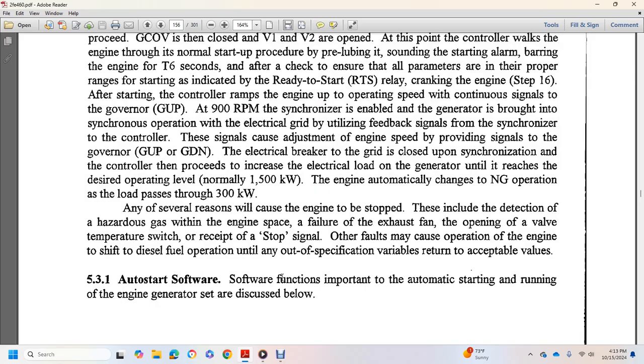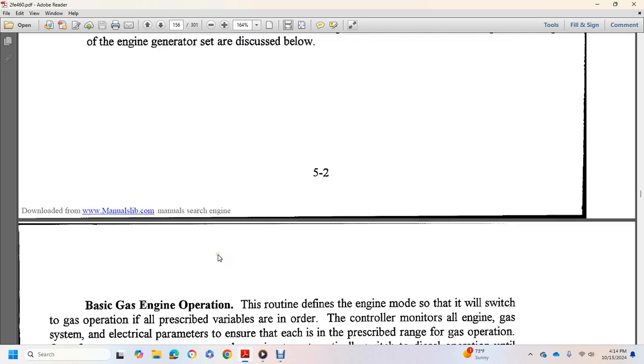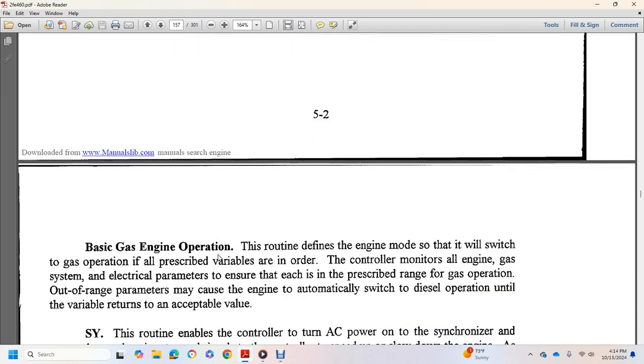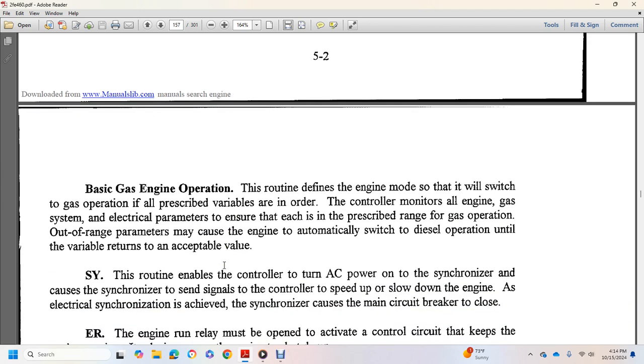5.3.1 Auto Start Software. Software functions important to auto starting and running of the engine generator are discussed below. Basic gas operation routine: defined with the engine mode that is switched to gas operation, prescribed variables are monitored in order to control all engine gas system electrical parameters, ensuring that each is within the prescribed range. Gas operation out of range parameters may cause the engine to automatically switch to diesel operation until the variable returns to acceptable values.